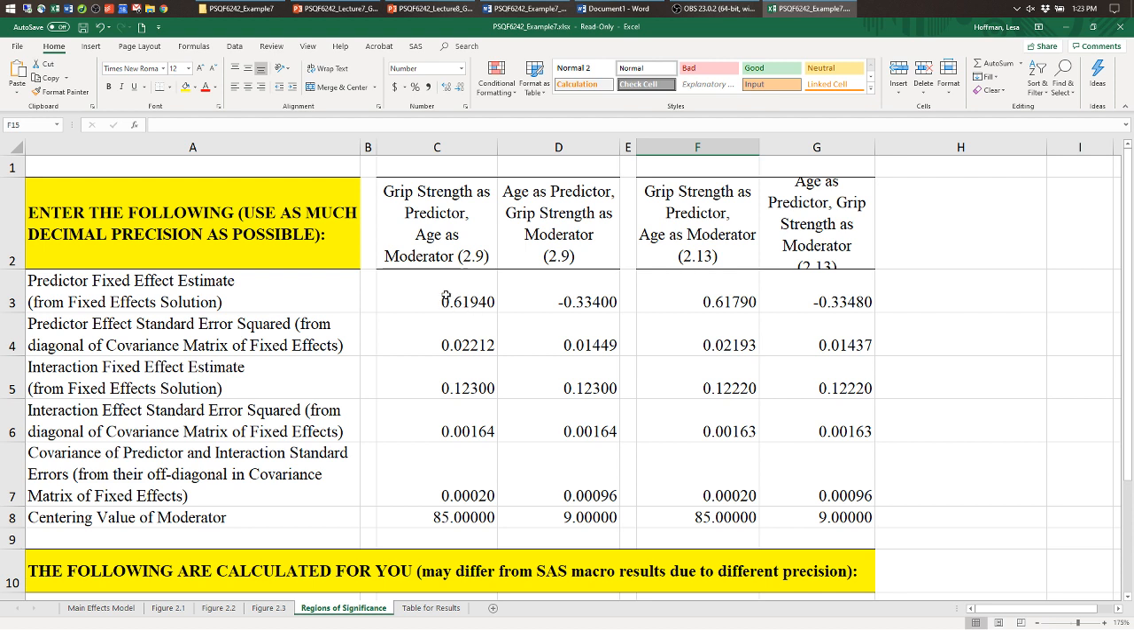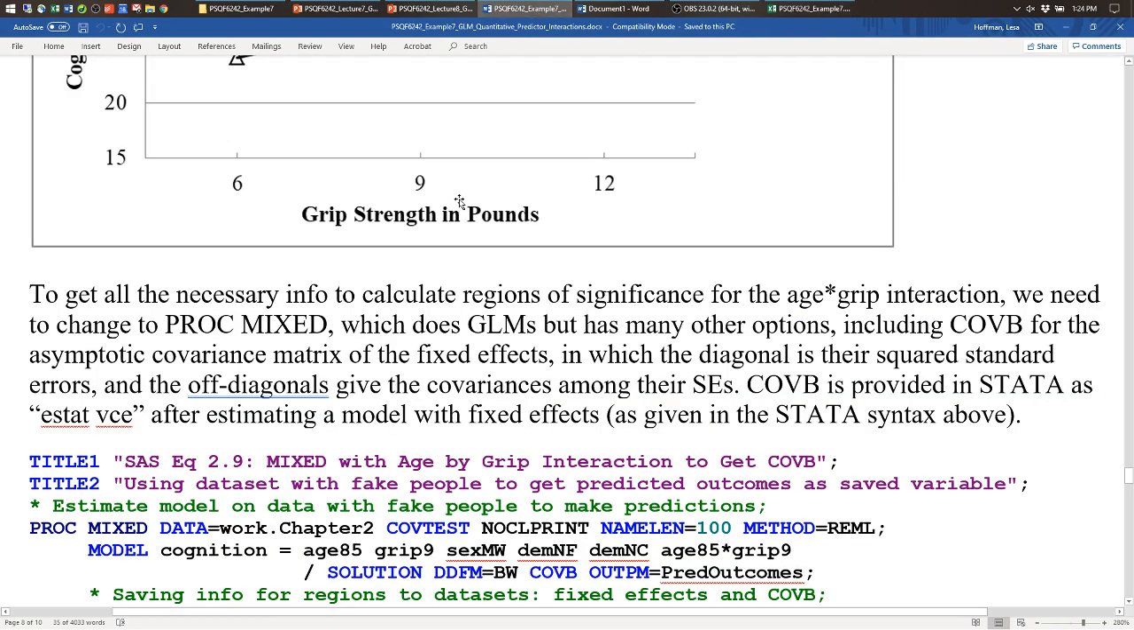You would have to enter the slope for the predictor, the standard error for the predictor squared, the interaction effect, the slope or the standard error of the interaction squared, and the covariance of the interaction and the predictor, standard error. Now that is the one that you have to request a special piece of output that's kind of tricky to find. So I've found two ways for you to be able to do this.